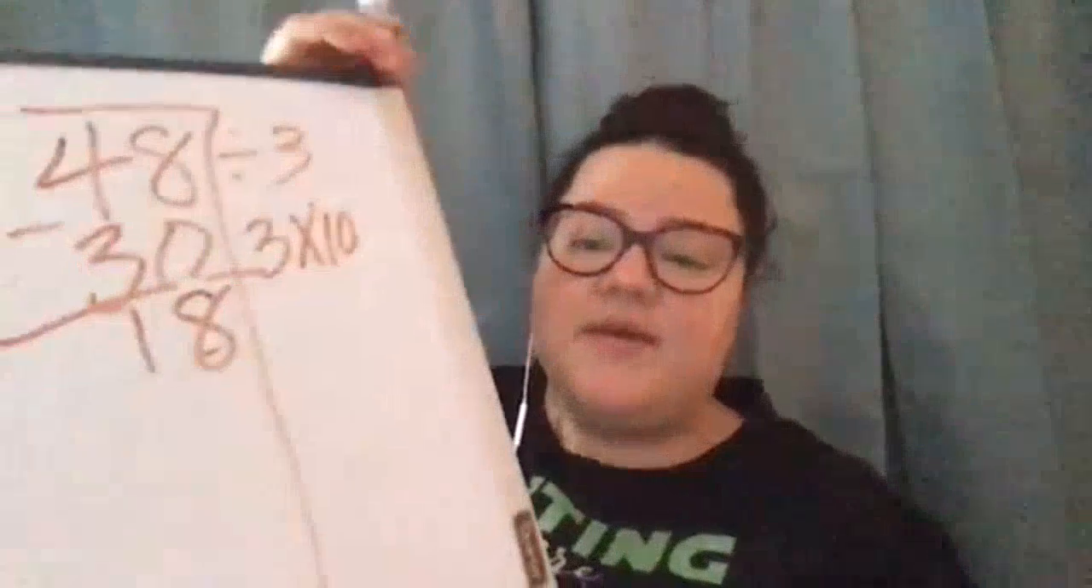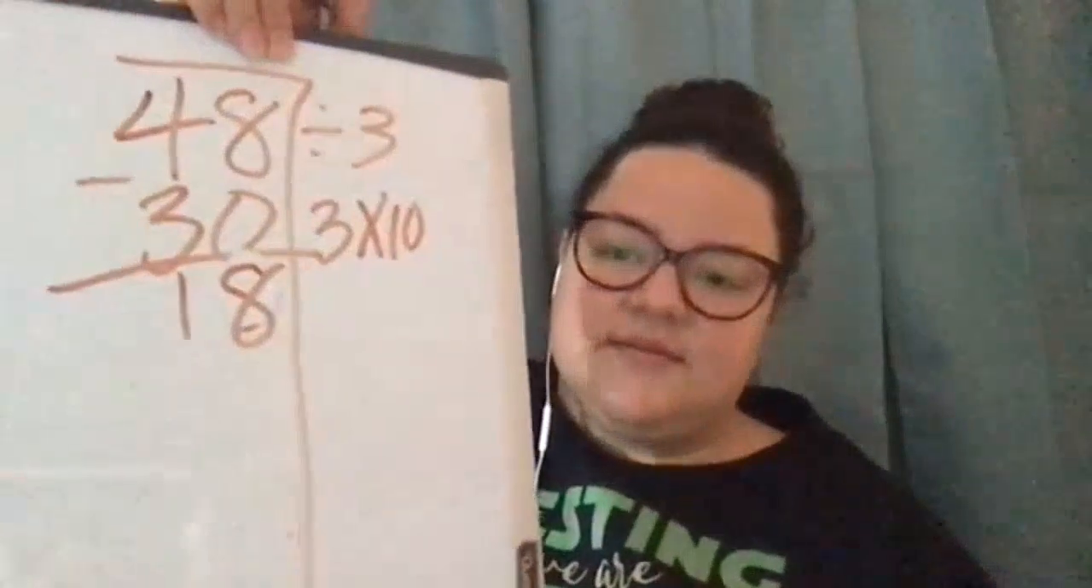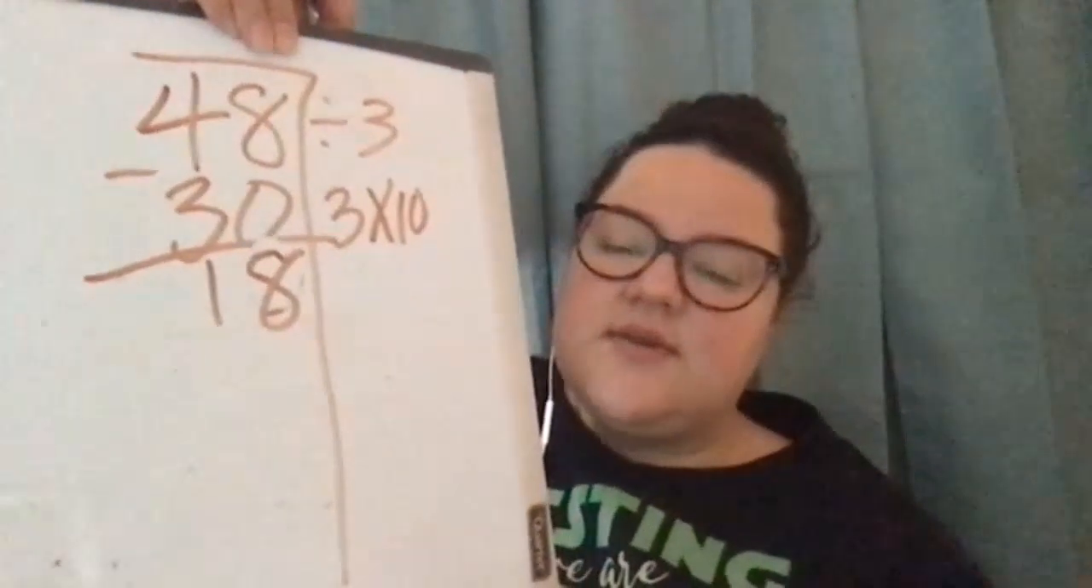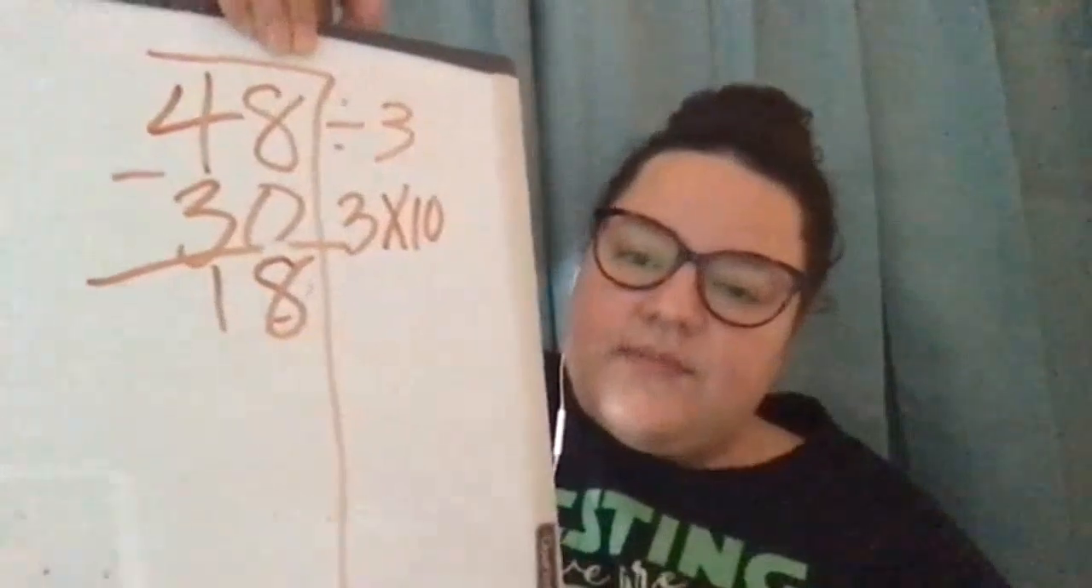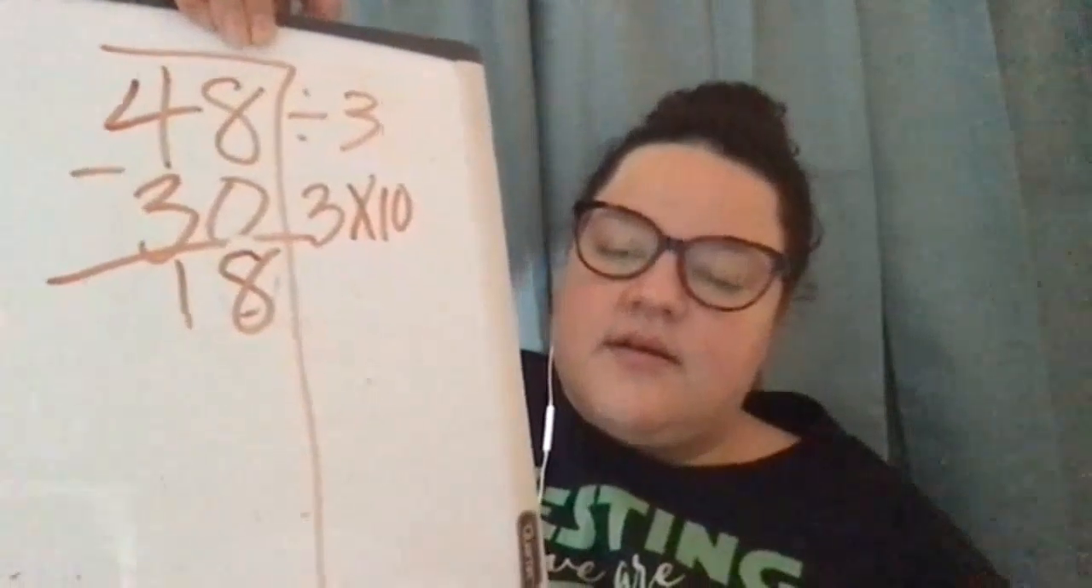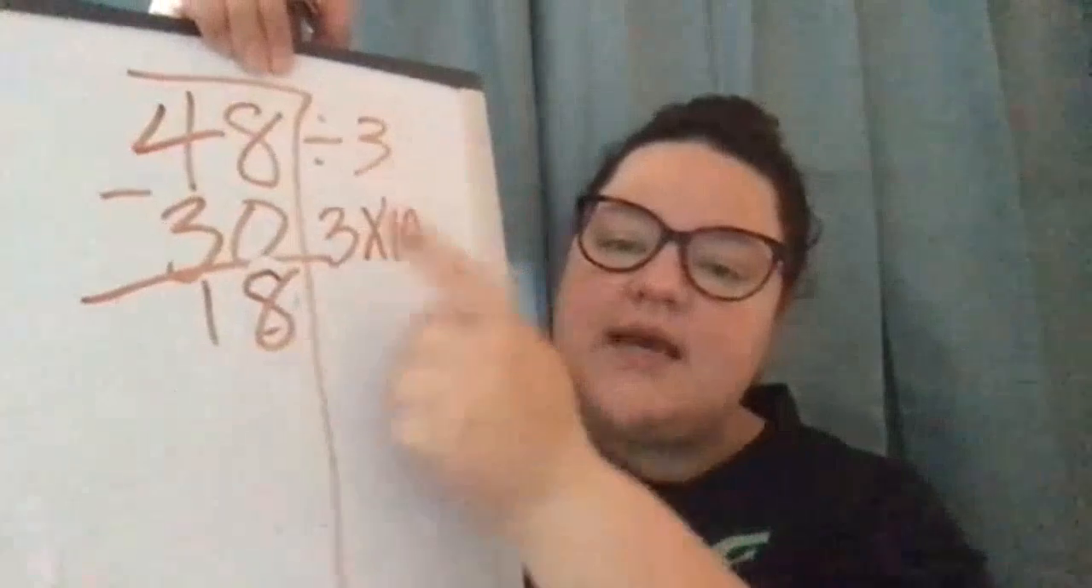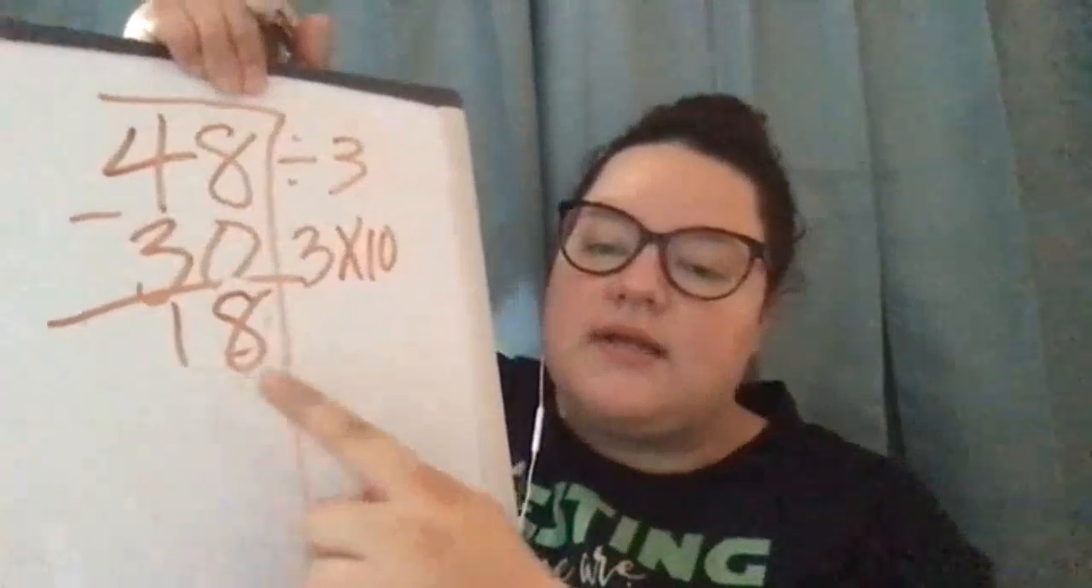All right, friends, I did that wrong. 8 minus 0 is 8. There we go. It's okay if you make mistakes, as long as you catch them and change them. All right, we're left with 18. 3 times what number will get us close to 18? You want to start with 9? Okay, 3 times 3 is 9.